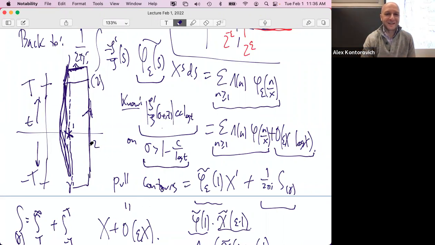Great. So we took this contour, we pulled it over, we sent these all the way up. So now we have just this contour. And then this contour we broke up into the small t and large t.